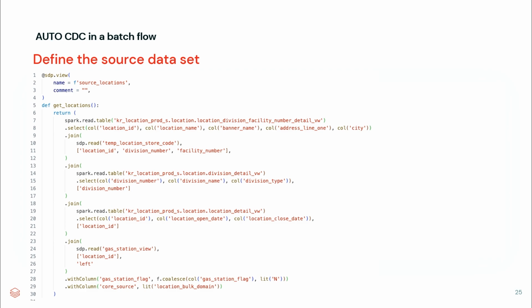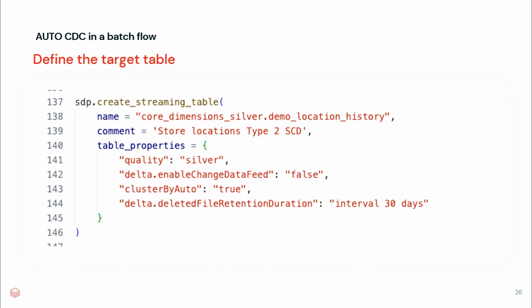So this is the source. Key thing here is on line 7, spark.read. Not readStream, spark.read. So a full table scan of the source table. Joining it with several of the other views in this little snippet and adding a few columns on there. So the second piece, define the target table. I give it a name, I give it a few other properties. That gives me a target to write to.